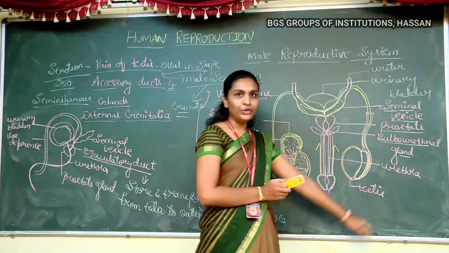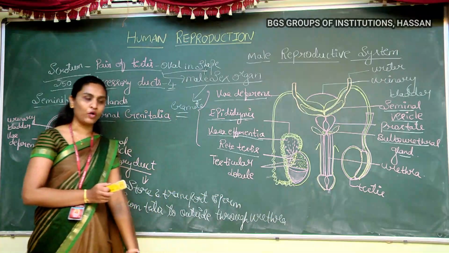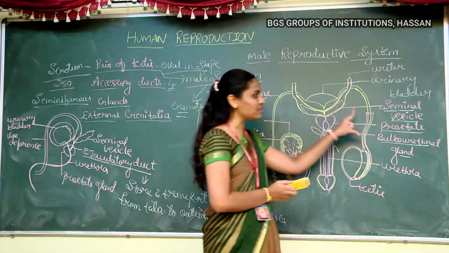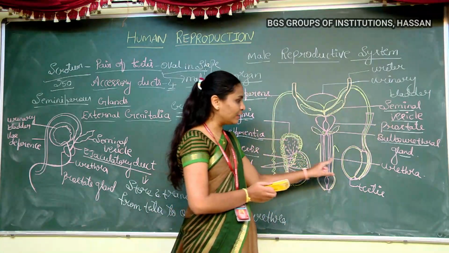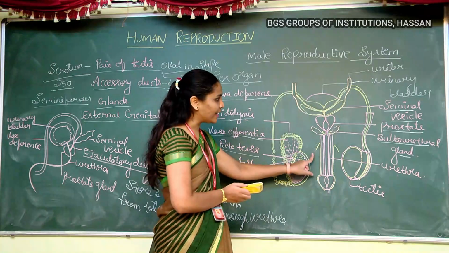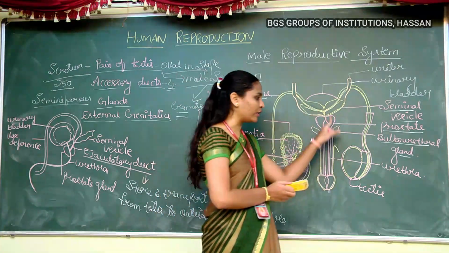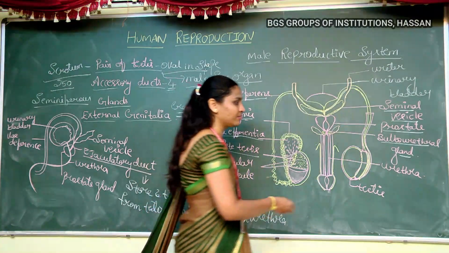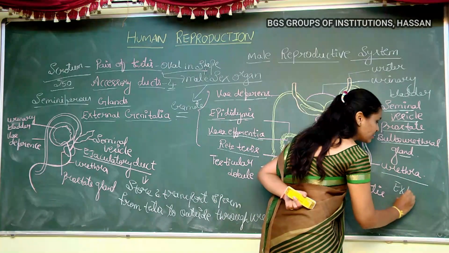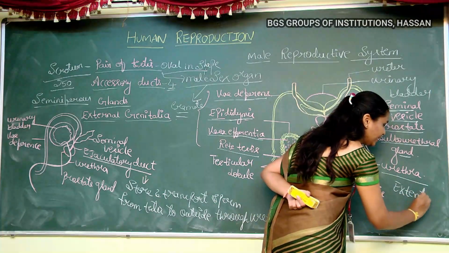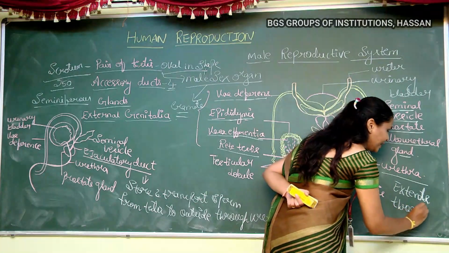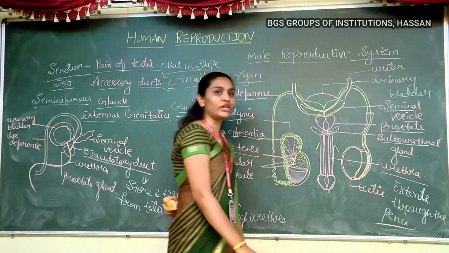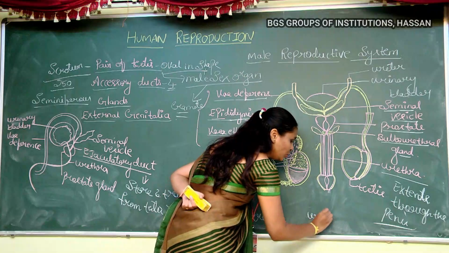See urethra, through the urethra the sperms are transported from testes to outside. See, these are the accessory ducts and these are the accessory glands. See, the urethra originates from the urinary bladder and it extends through the penis to its external opening known as urethral meatus.